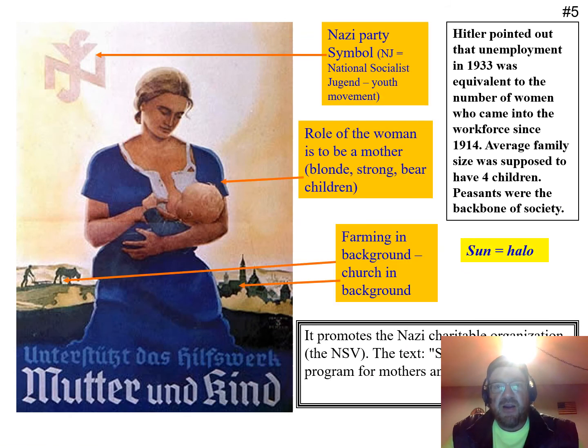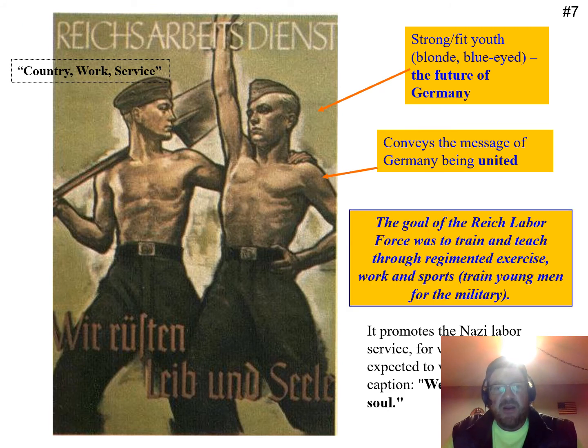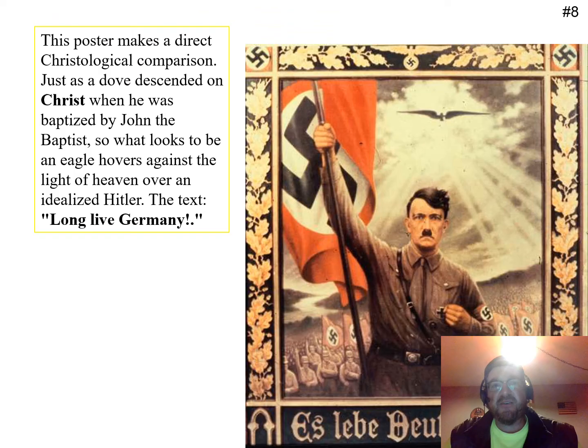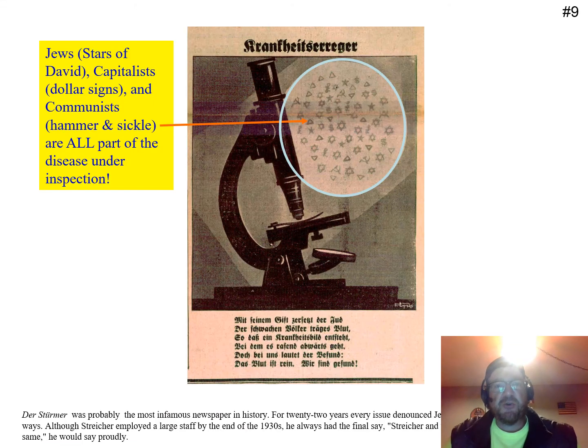We'll run through a couple of these. But here you have, again, the same type of thing. The country work service. These were young men for the labor force for the Nazis. Blonde hair, blue eyes, very strong, very fit. And I'll show you this one, and two more here.